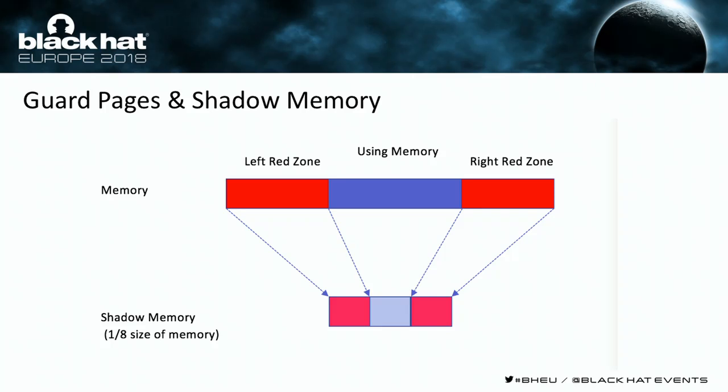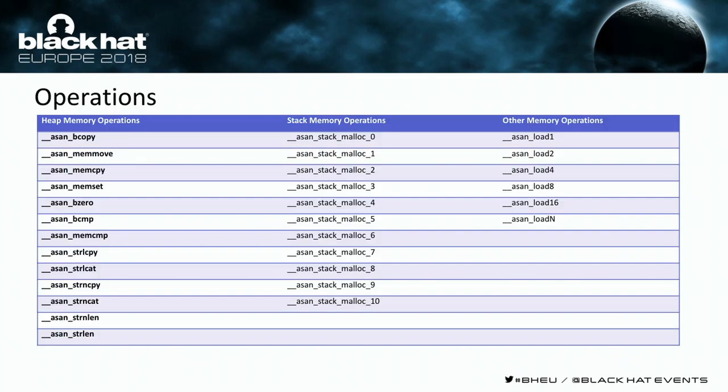Let's see the shadow memory. When you call some operation to allocate kernel memory, KASAN will allocate an additional red zone, the left and right red zones, and the related shadow memory. Let's see the operations. I list part of them: the heap memory operations, the stack memory operations, and the other memory operations.